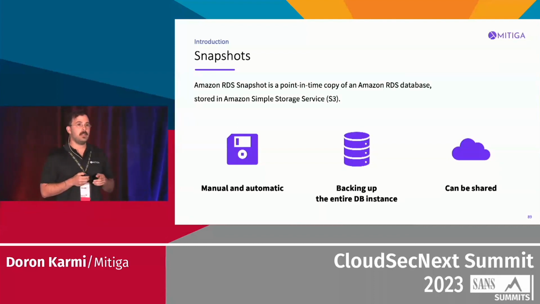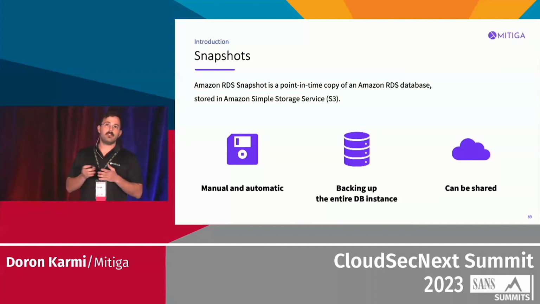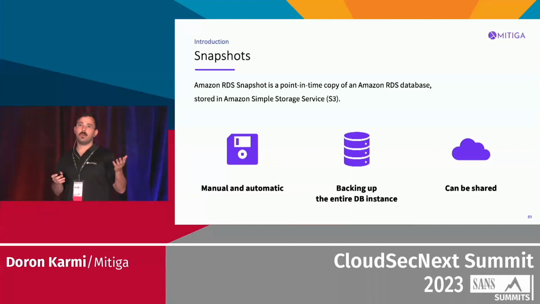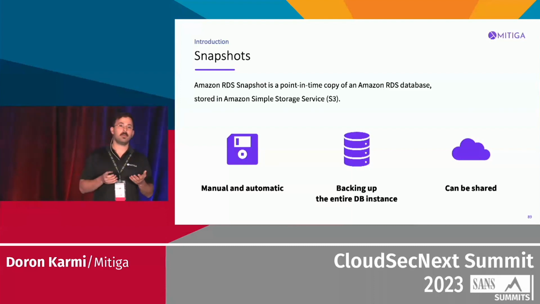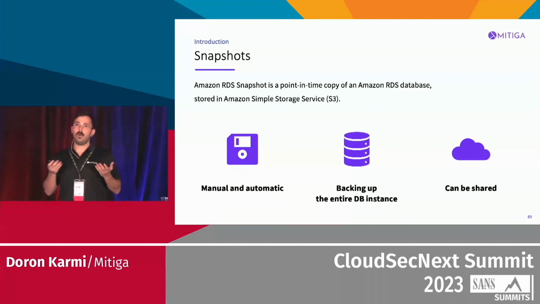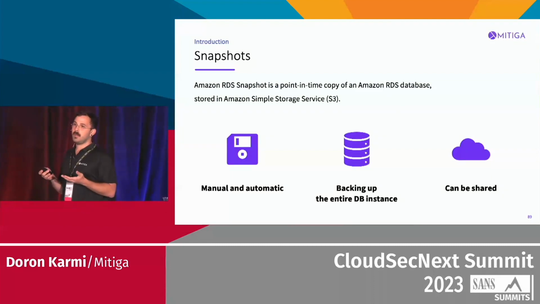Those snapshots can also be shared, either within your organization between different accounts, or externally to other accounts within AWS, or even to all AWS accounts. And when this happens, this is basically the public RDS snapshot.